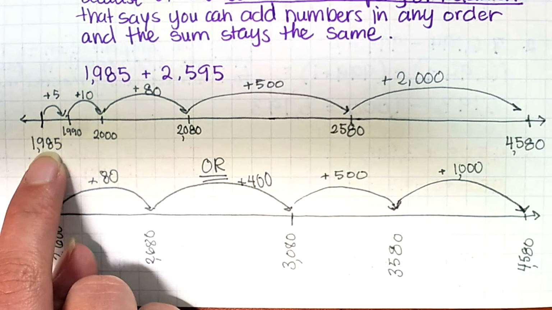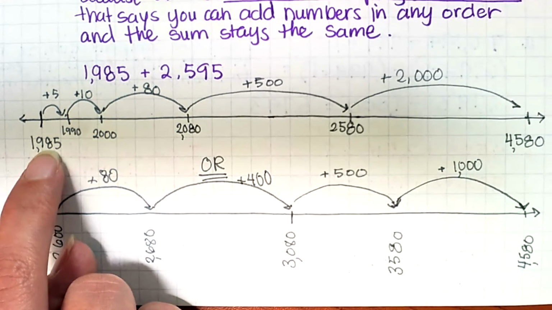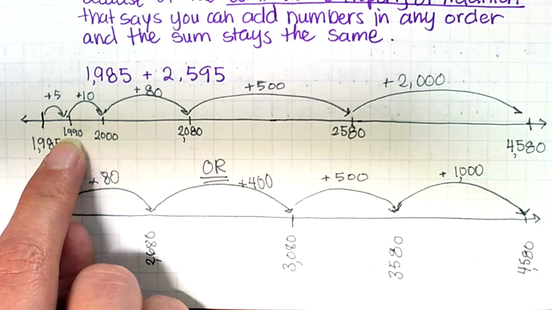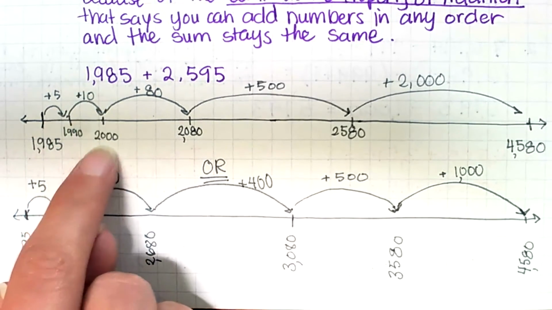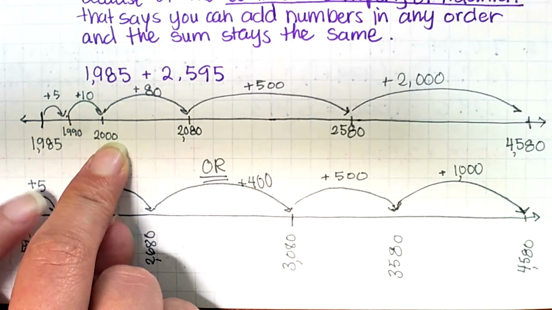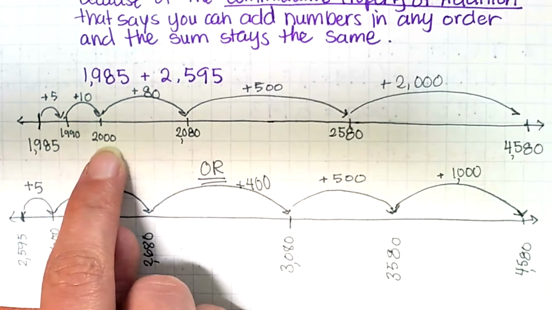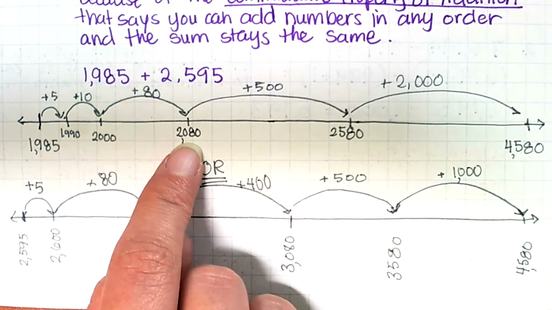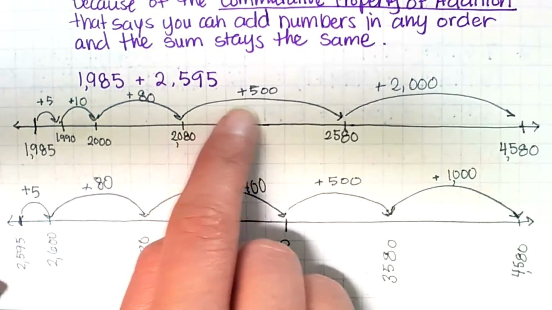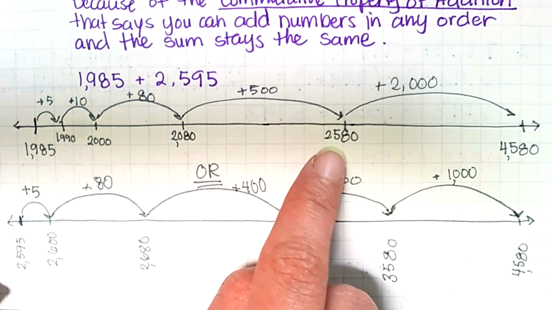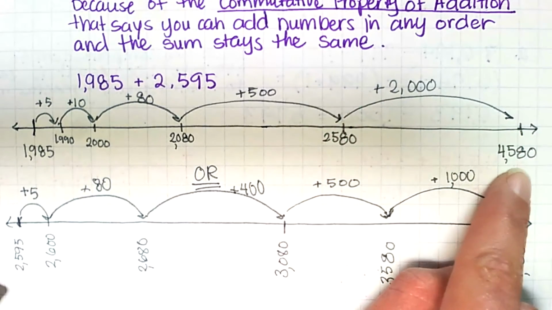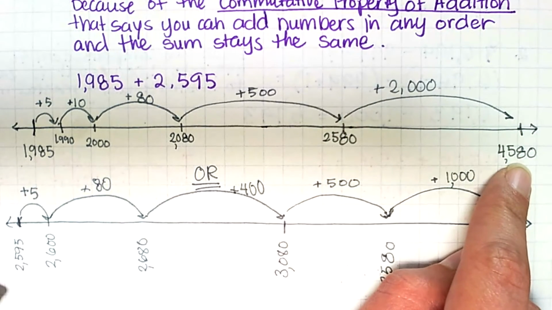So over here, if I start with the 1,985, I'm going to add 5 to make a group of 10. That's 1,990. Then I'm going to add a group of 10 to make it into my thousands group. So 1,990 plus 10 gave me 2,000. Then I'm going to add a group of 80, which gave me 2,080. Then I add a group of 500, which gave me the 2,580. And then I added my big group of 2,000, which gave me the 4,580.